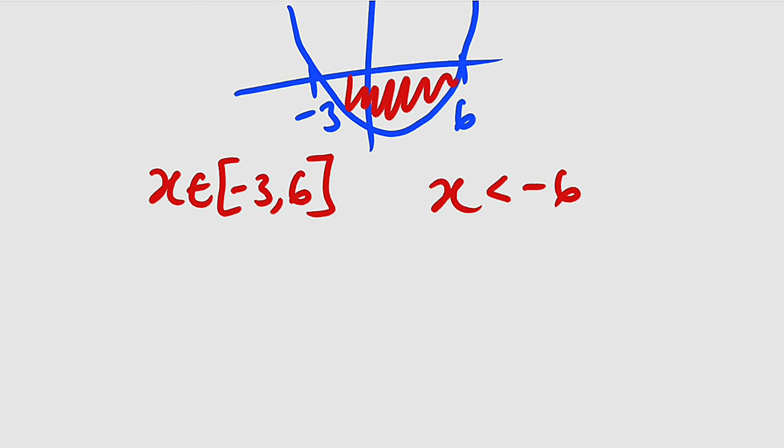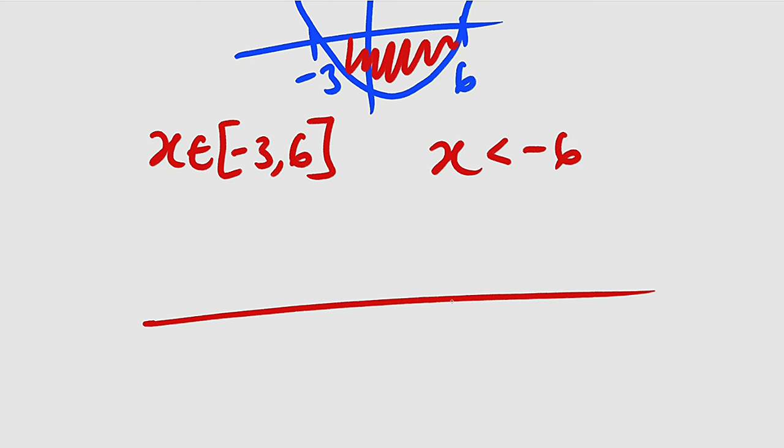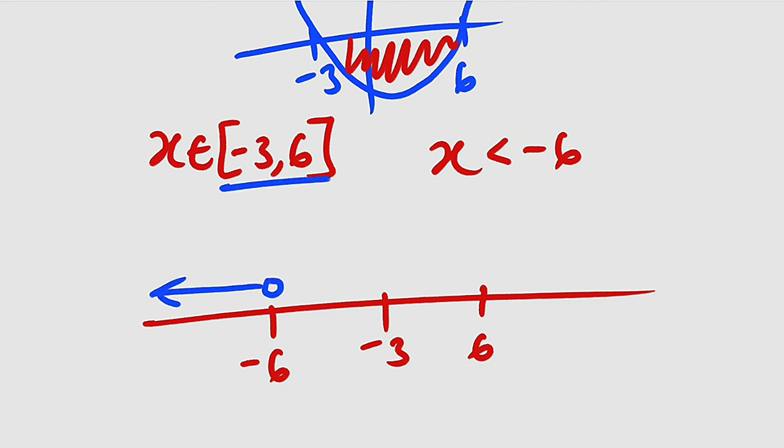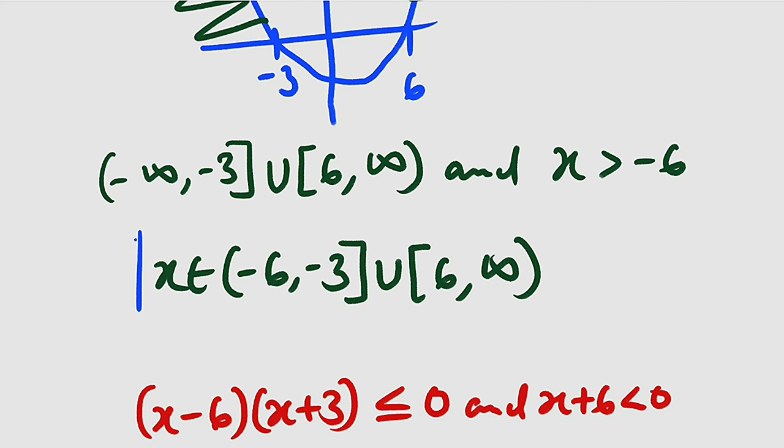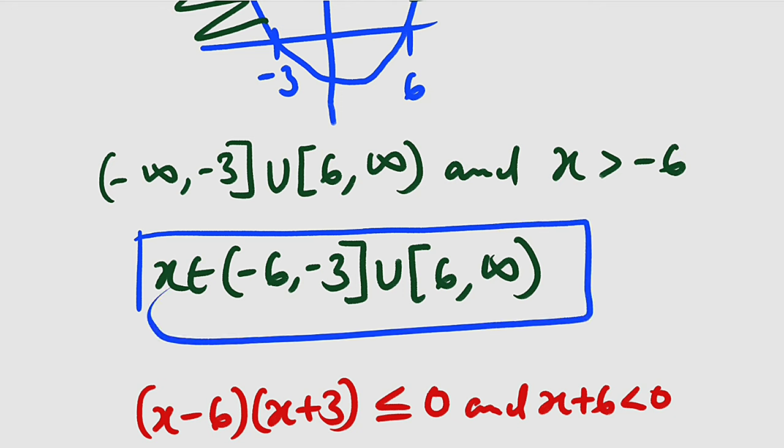But we don't have any intersection because if you look at it on the number line, we have 6 here, we have negative 3 here, and negative 6 somewhere here. So for this, it is looking toward the left-hand side. But for this, it is a closed interval from negative 3 down to 6. You see, we don't have any intersection. So we are going to discard this solution and consider the first one. So our solution is x belongs to the set of values from negative 6 down to negative 3 union from 6 down to positive infinity.